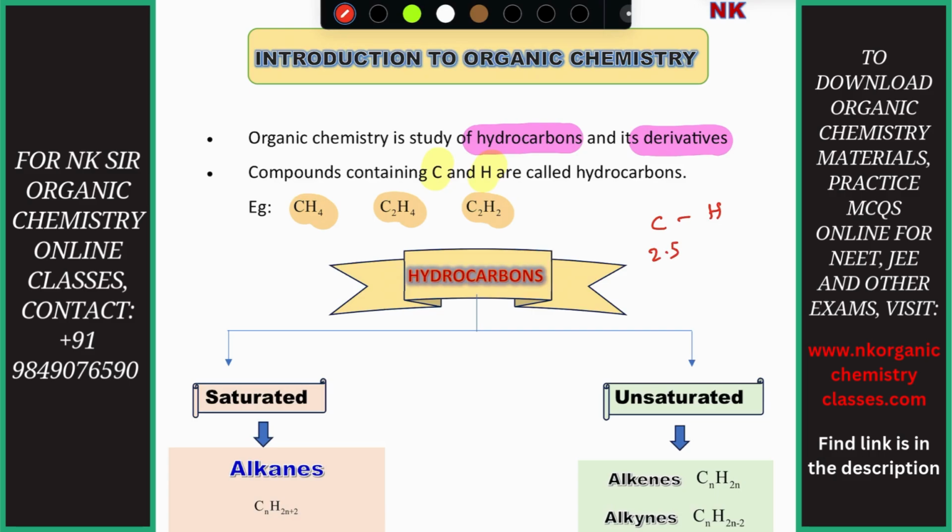Electronegativity of carbon is 2.5 and hydrogen is 2.1. So the difference is only 0.4. Due to less electronegativity difference, carbon mostly associates with hydrogen. As a result, the compounds formed are called hydrocarbons, and the study of those hydrocarbons is called organic chemistry.